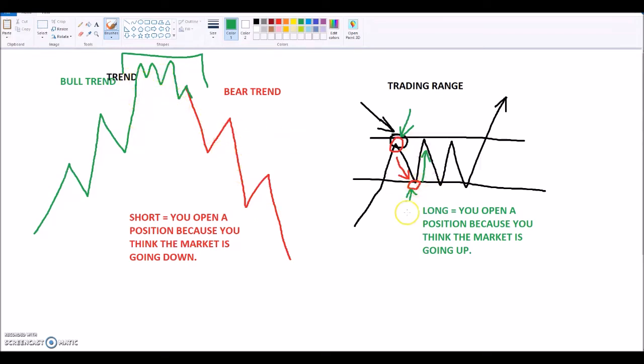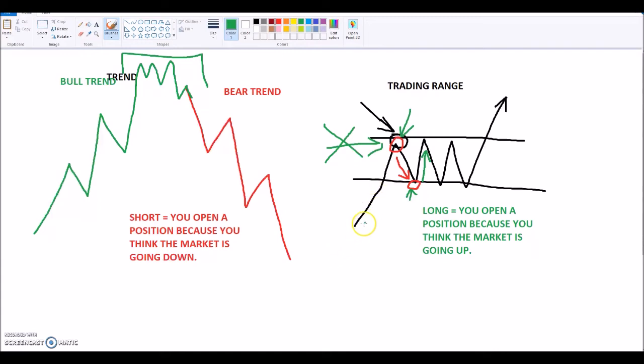So let's get back to this trading range. Some traders don't even take a position here. They take it over here in the bottom. They say, oh, it's a little pullback. That's what they call it. It's a pullback, and then they open a position here, and they think it's gonna go up, so they open a long position. They buy.